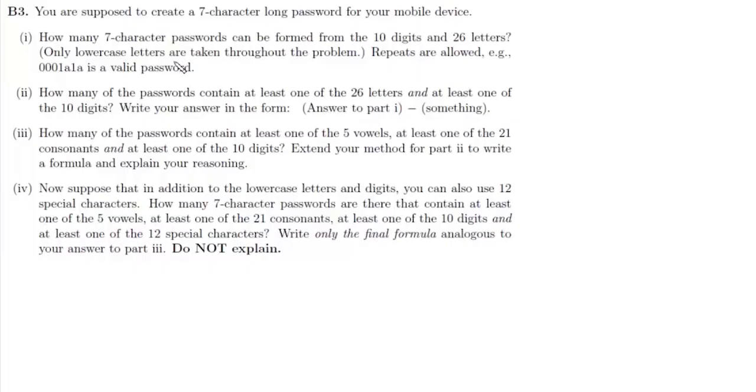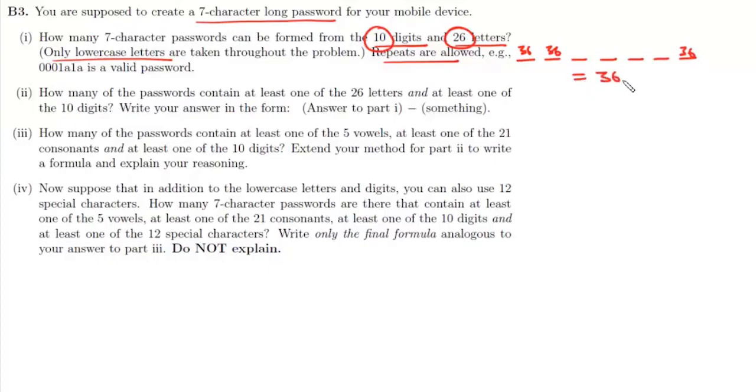Now the third question is, you need to create a 7-character long password for your mobile device. How many 7-character passwords can be formed from the 10 digits and 26 letters? Only lowercase letters are taken and repeats are allowed. For each of these 7 positions, we have 36 choices each. So the number of choices will be 36 into 36 into 36, 7 times. So the total number of ways of choosing this password will be simply 36 to the power 7. So the answer to this first part is 36 to the power 7.